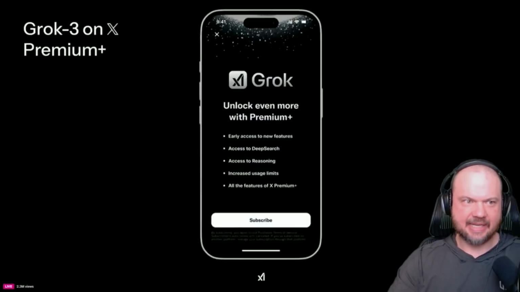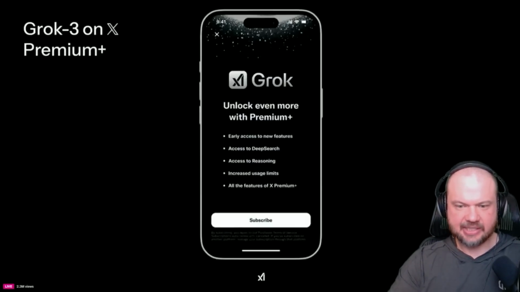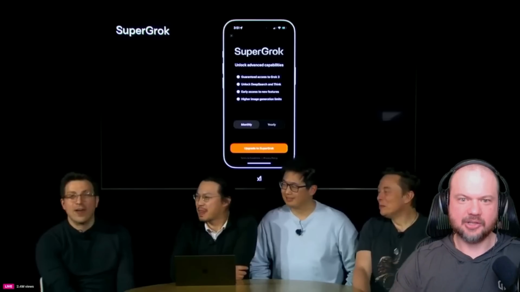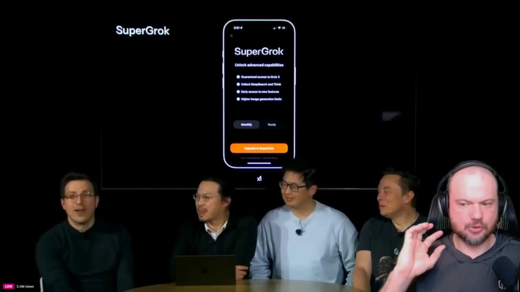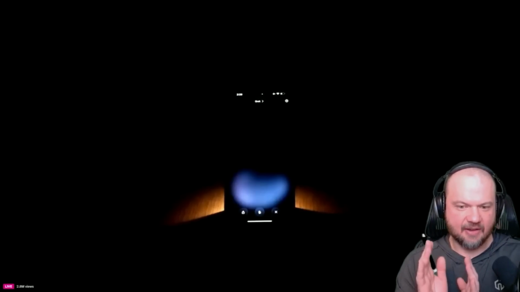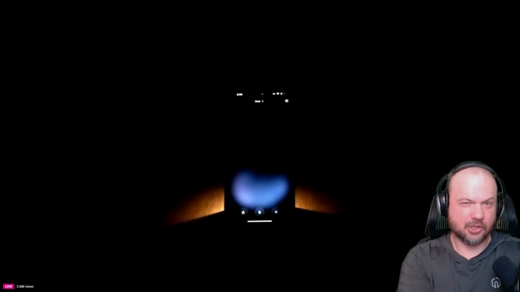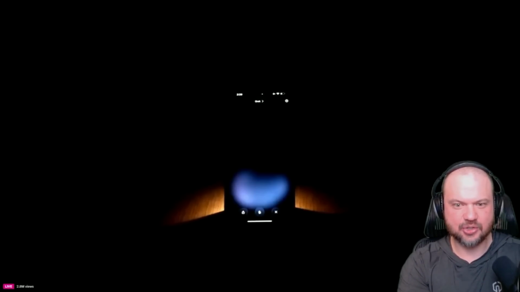You get Grok on the Premium Plus, but there's also a new special tier called SuperGrok, which has guaranteed access to Grok 3 and unlocks DeepSearch and Think. Think is sort of what makes it into the reasoning model. There's also a voice mode that some people have been testing out. Early testers sound like they've been getting their hands on it. I haven't had a chance to do this yet.